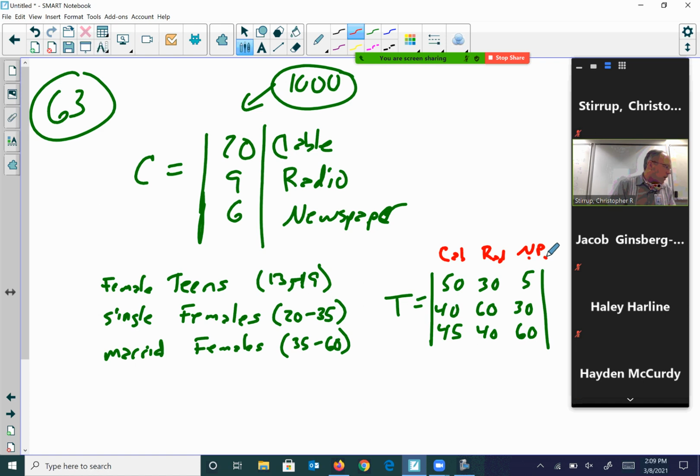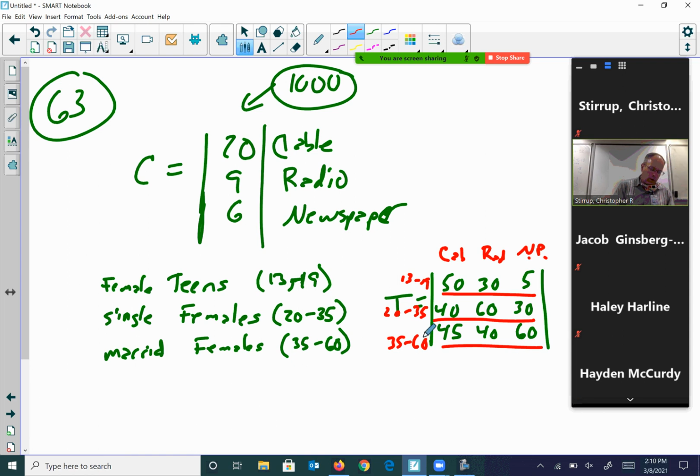Okay. So find the matrix that gives the cost per type of ad for each group of students or each group of people. Okay, so basically this row here are the 13 to 19. This group here is the 20 to 35. And this group here is the 35 to 60. Now, notice that they are hitting the teenagers a lot more with the cable, and they're hitting the older population with the newspaper, and the middle population with the radio. I mean, that is what it is.